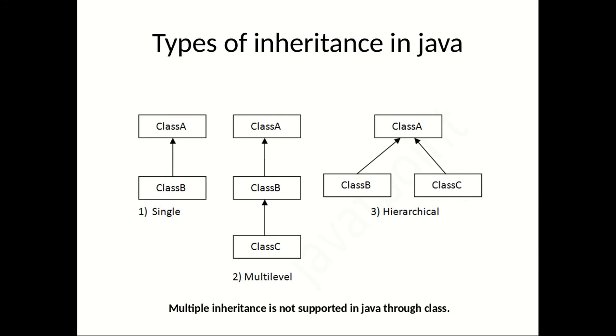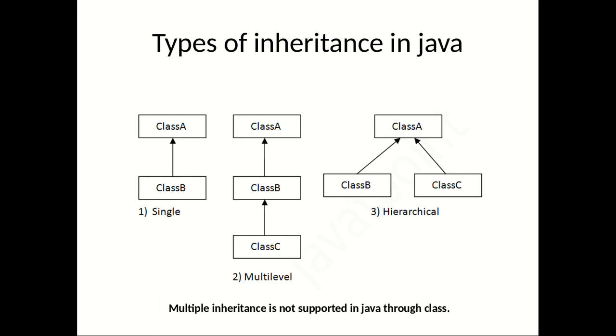Then multi-level inheritance. Here, first class B is derived from class A. Class A is the parent class and class B is the child class. Again, class B acts as the parent class for another class, class C. So class C is derived from class B. This kind of implementation is known as multi-level inheritance. Now class A is the super class.